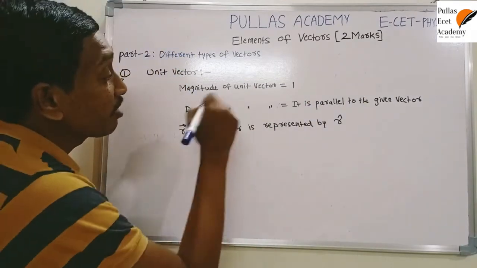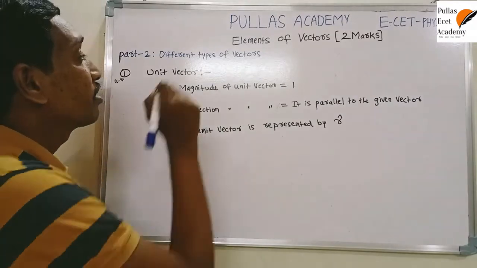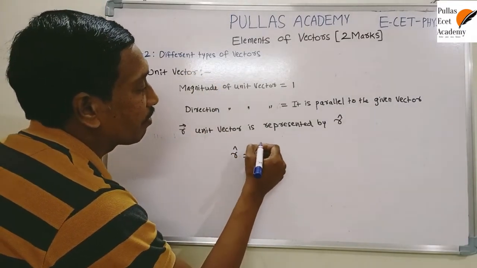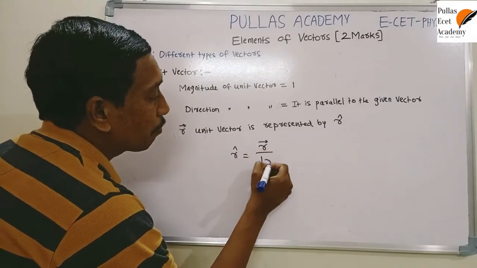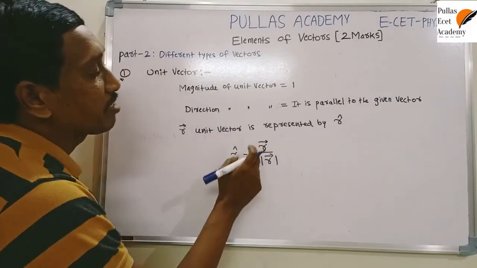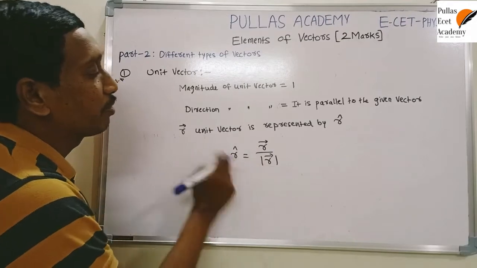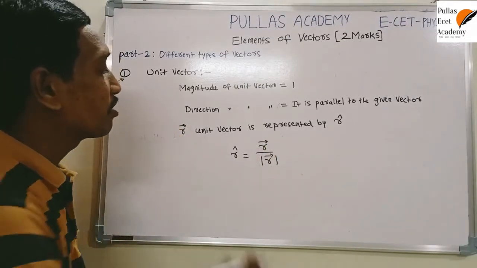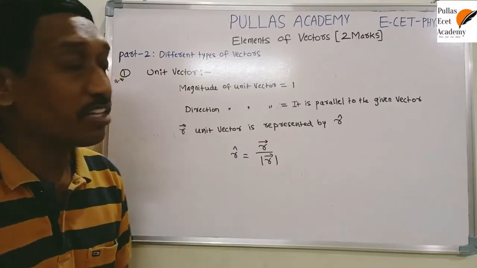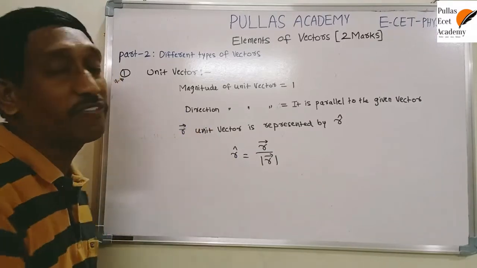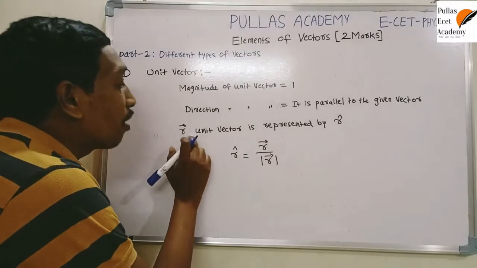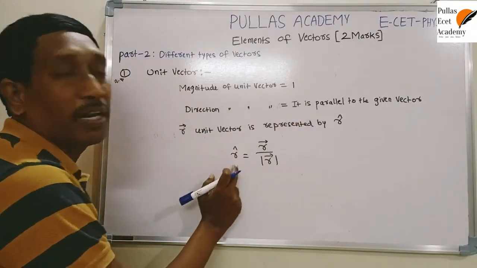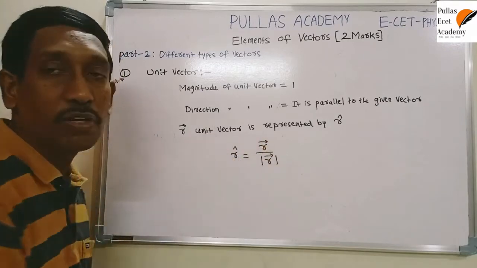So what is the expression for r cap? The unit vector r cap is always equal to the given vector r bar divided by the modulus of r bar. That means the ratio of the vector to its magnitude gives the unit vector. This is the expression for the unit vector: r cap equals r bar by modulus r bar.